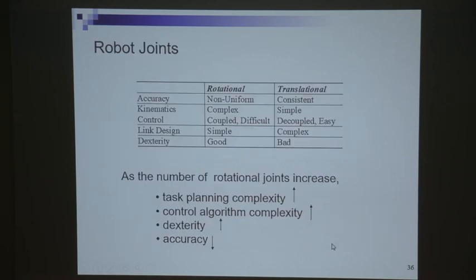So when you put in more joints, your task planning complexity actually increases, because you have more joints to accomplish a single task. You actually have more ways to do it. But your dexterity will actually be increased because you have more joints, so there are more ways to do it. It's likely that you can accomplish the task more easily. And then the control algorithm will be more complex, but the accuracy will be down, because when you have a harder control algorithm, your accuracy will tend to decrease. So this is kind of a guideline.